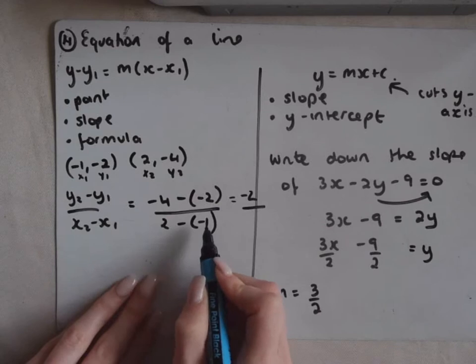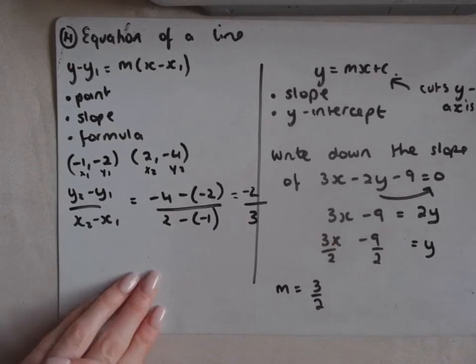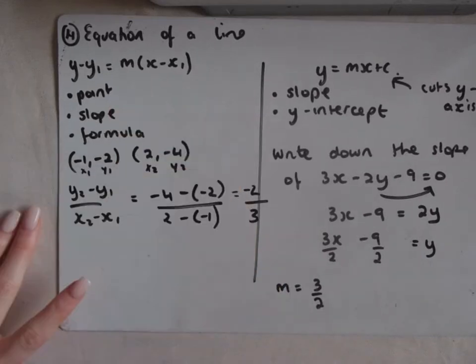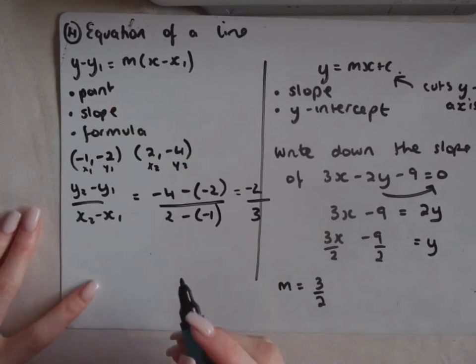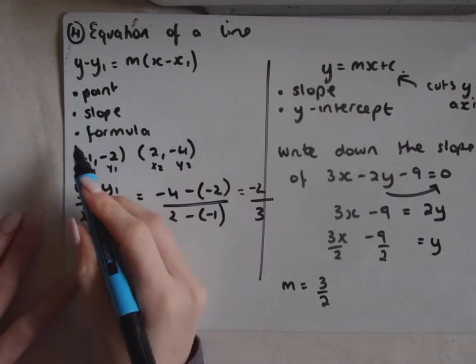And 2 minus minus 1, so that's 3. Okay, so minus 2 over 3 is my slope. Now I can just pick one of the points and fill it into my formula. So my formula, I'm just going to use this one because it's already labelled x1, y1.